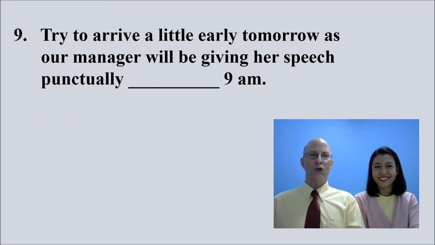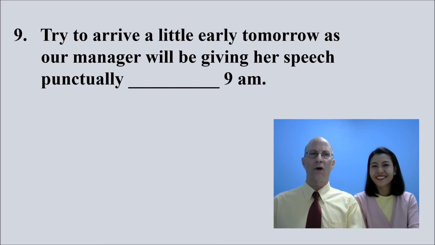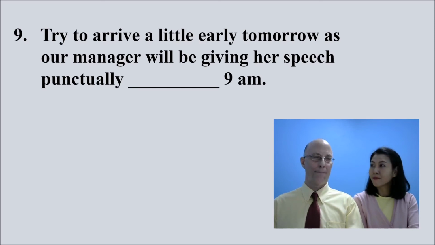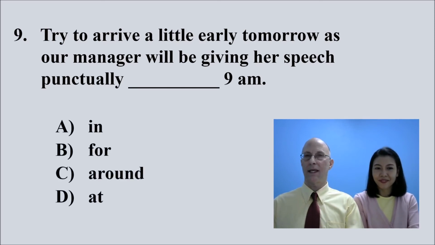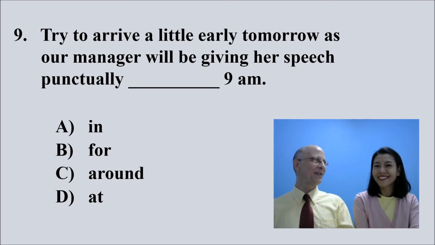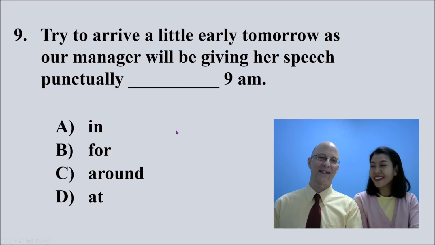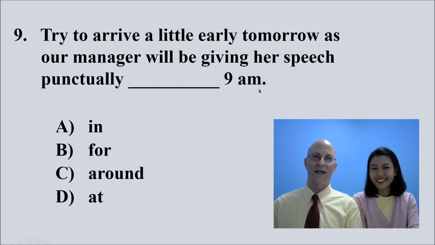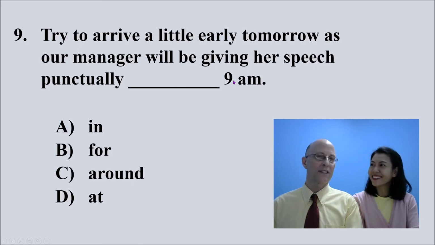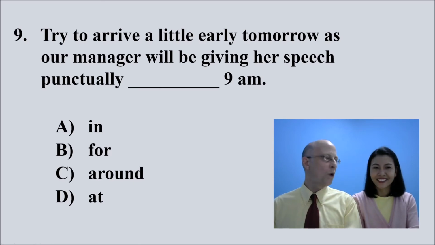9. Try to arrive a little early tomorrow, as our manager will be giving her speech punctually blank 9 a.m. A. In. B. For. C. Around. D. At. What's the clue here, Yudee? Of course, it's the time, 9 a.m. Right, the time, 9 a.m. That helps us right away. We need a preposition having something to do with time.